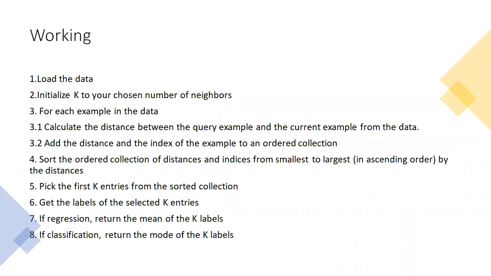Its working process is like this: we load the data, initialize it, and calculate the distance between the query example and each example from the data. Later on, we sort it, then pick the first k entries from the sorted collection and get their labels. If it is regression, return the mean of the k values, and if it is classification, return the mode of the k labels. Later my friend Tarun will continue with the rest of the slides.